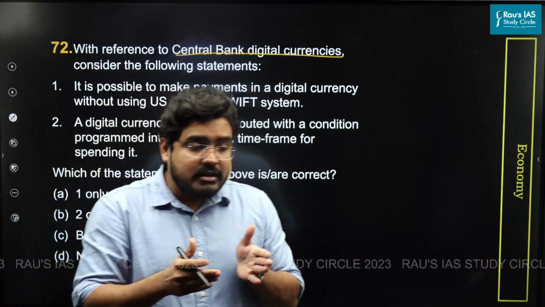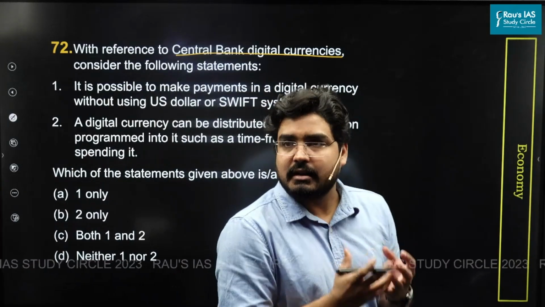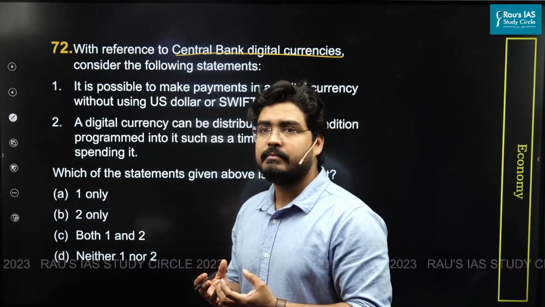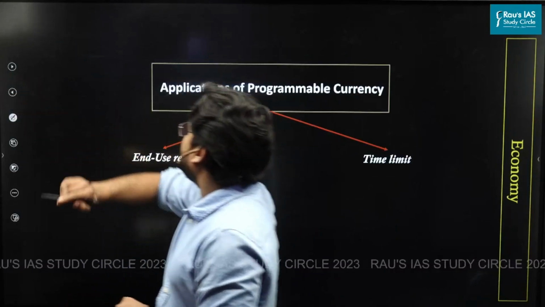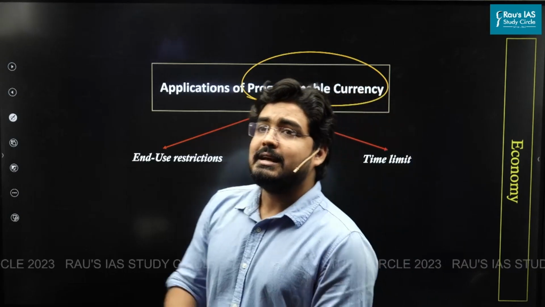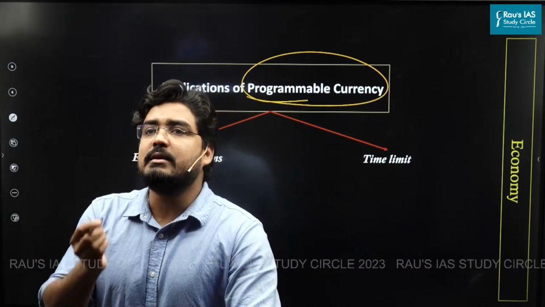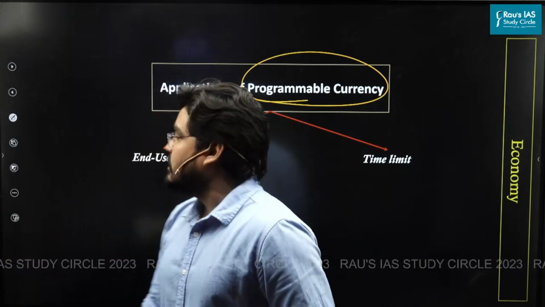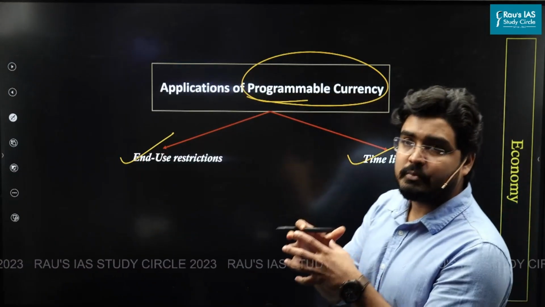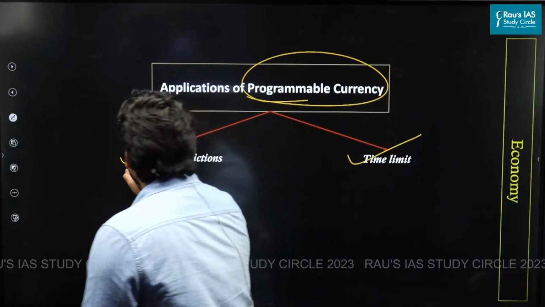These central bank digital currencies share all the features of a physical currency, but they have some added advantages owing to their design. Central bank digital currencies are also known as programmable currencies because they can be programmed to add some new features into them. Features like end use restrictions and a time limit before which they should be spent. What is this feature, end use restriction?